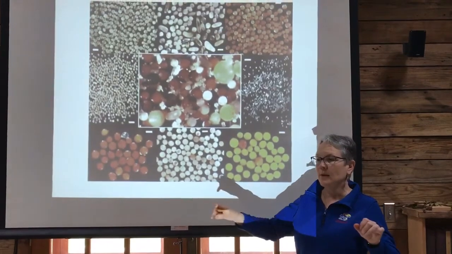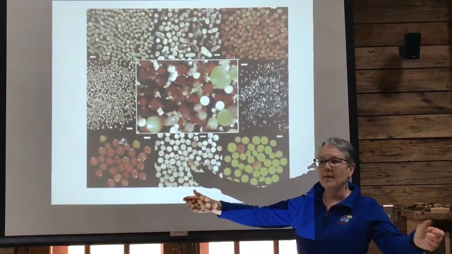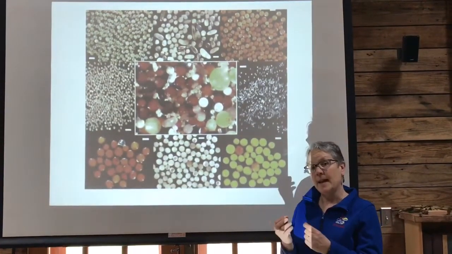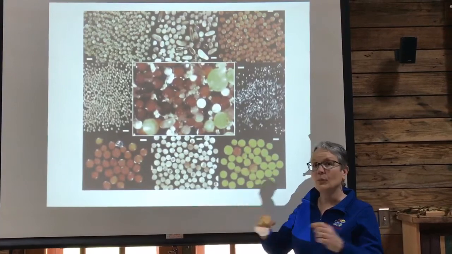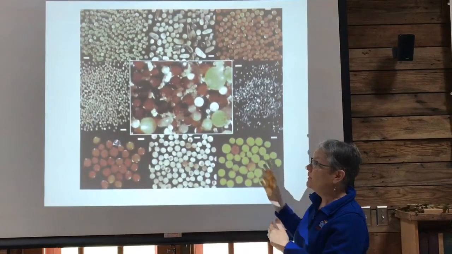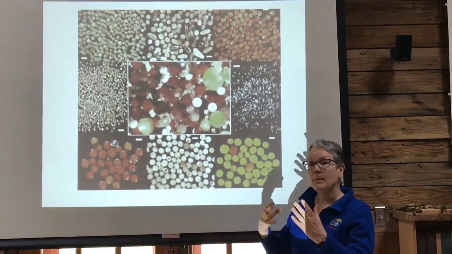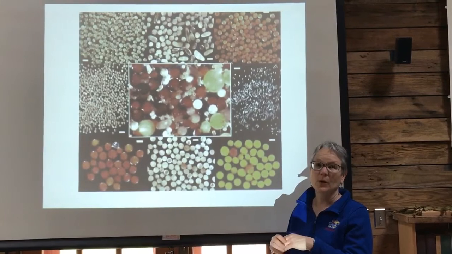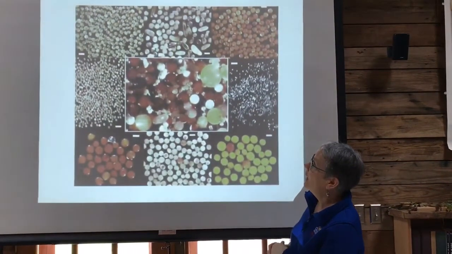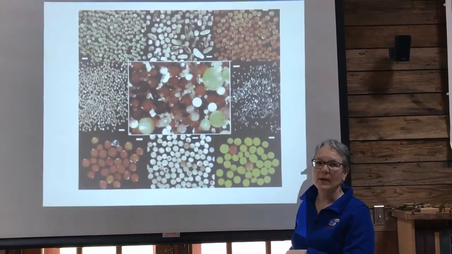So they send out little string-like hyphae all through the soil, and then they pull in the nutrients that they can access and bring it back to the host plant. And the host plant gives the fungi sugar so that they can continue to grow. So it's a beneficial relationship called a mutualism. So all of these spores are a part of mycorrhizal fungi.